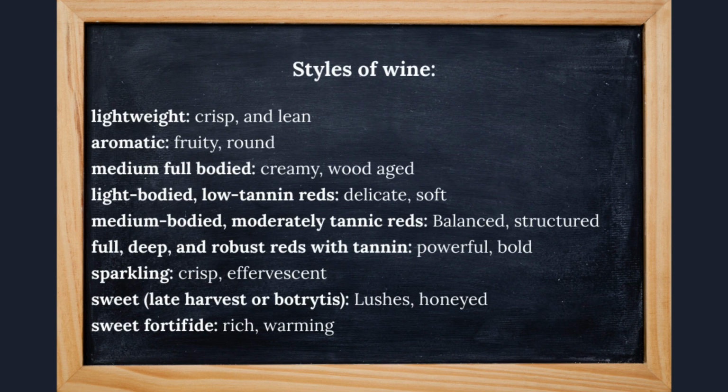These characteristics make such wines adaptable and easy to pair with many different cuisines and cooking styles. Styles of wine. Lightweight: crisp and lean. Aromatic: fruity and round. Medium to full bodied: creamy, wood aged. Light bodied, low tannin reds: delicate and soft. Medium body, moderate tannins: balanced and structured. Full, deep, robust reds with tannins: bold and powerful. Sparkling: crisp and effervescent. Sweet, especially late harvest with botrytis: lush and honeyed. Sweet, fortified: rich and warm.